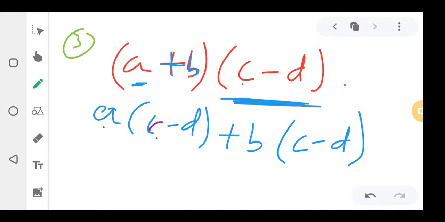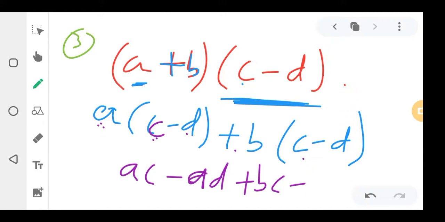A times C, this A outside times C, is AC. Minus A times D is AD. Positive B times C will be plus BC. Minus B times D will be BD. That's all, so this is the answer. These are unlike terms, so they cannot be added or subtracted. That's how you do it.